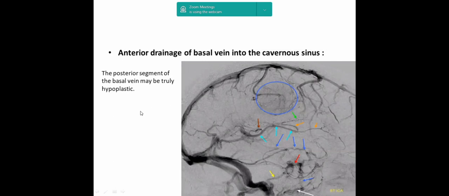So here we can see another variation where the posterior segment is slightly hypoplastic, and the anterior segment is quite dominant, which actually drains into the cavernous and petrosal sinuses.